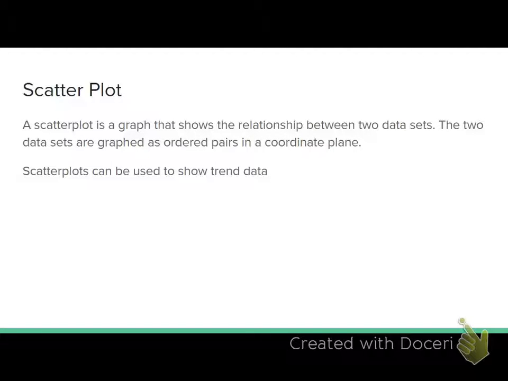A scatter plot is a graph that shows the relationship between two data sets. The two data sets are graphed as ordered pairs in a coordinate plane. Scatter plots can be used to show trend data. So we'll see some examples of that, but in general, scatter plots are usually applied to some sort of real life situation. That's why they can be seen a lot of times in biology and chemistry classes. We're relating two different variables to each other.